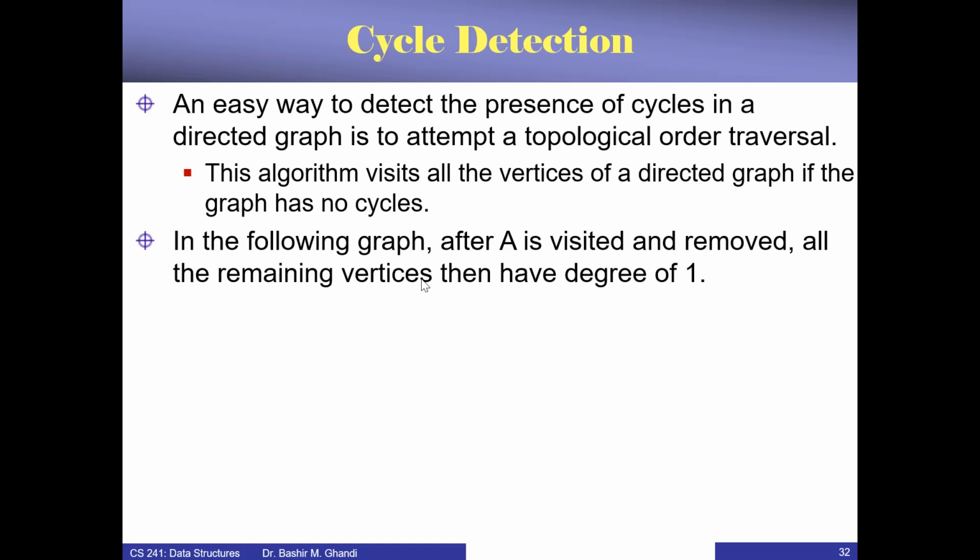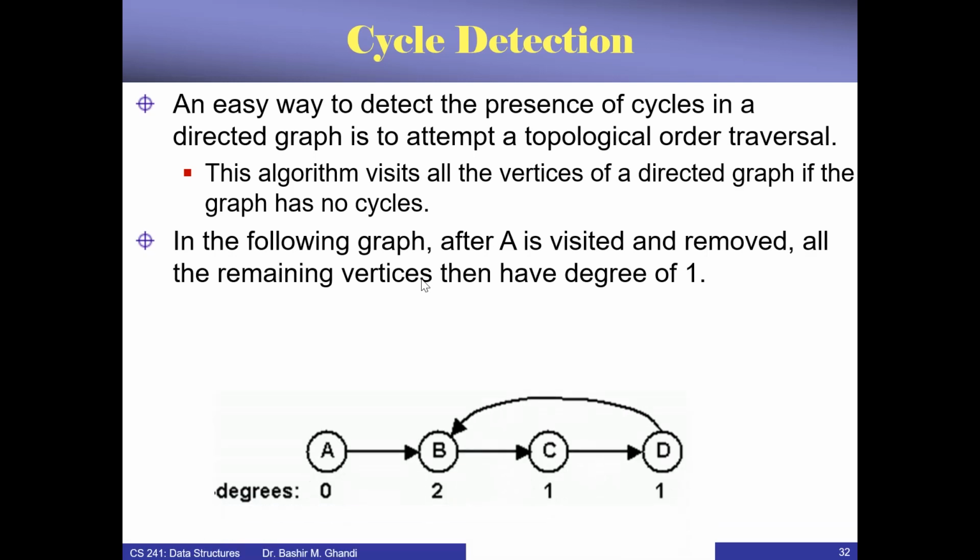It says in the following graph, after vertex A is visited and removed, all the remaining vertices will have degree 1. There is no vertex that has degree 0 after that. So topological sort cannot complete, and therefore the conclusion will be that the graph has a cycle. Let's see what I'm talking about.